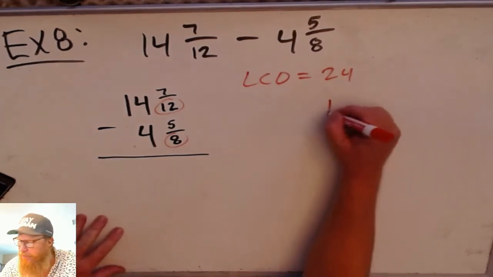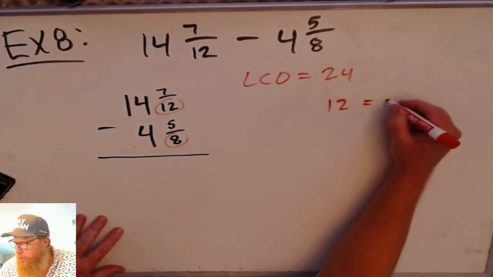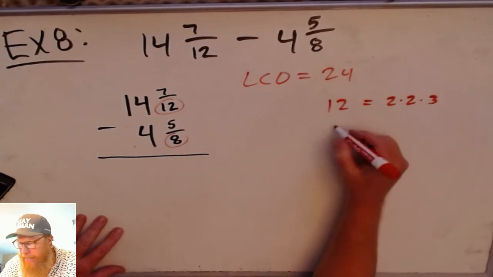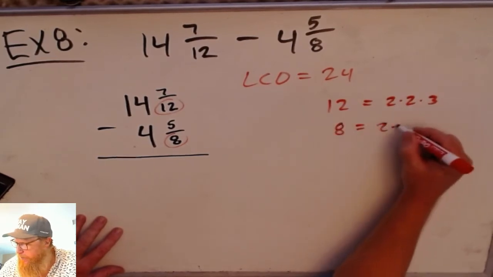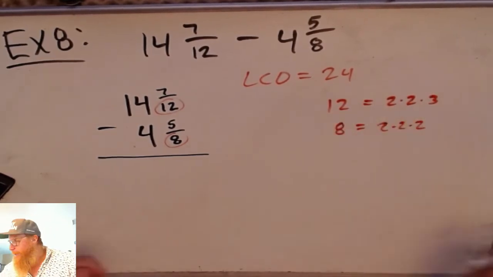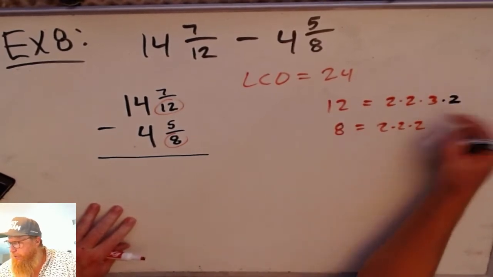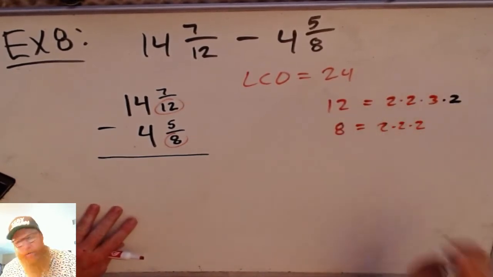And if you have to do it this way, what's 12? 2 times 2 times 3. What's 8? 2 times 2 times 2. This one needs another 2, because they both want to have the same number of 2's.